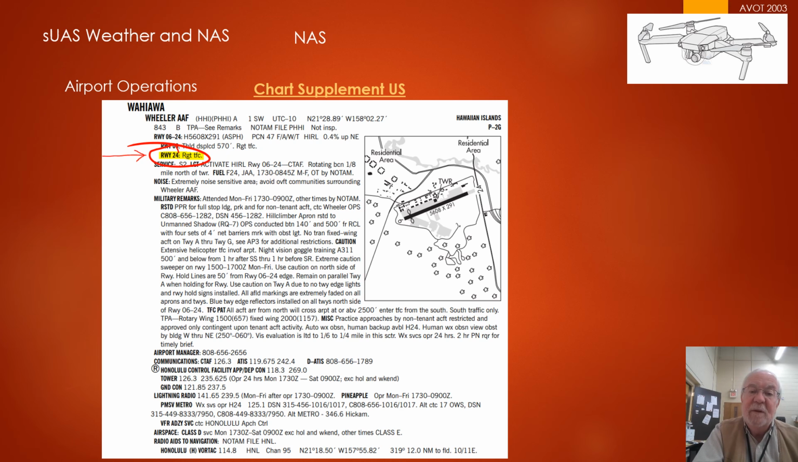Why? Because it looks like there are buildings over on this left-hand side. So if they were to make left-hand patterns on runway 24, well, they want you to make right-hand patterns. So it looks like, see all these little things here, maybe the military base. It's Wheeler Army Air Force base. Let's see, weather, ATIS, numbers and frequencies. It does have a tower frequency.